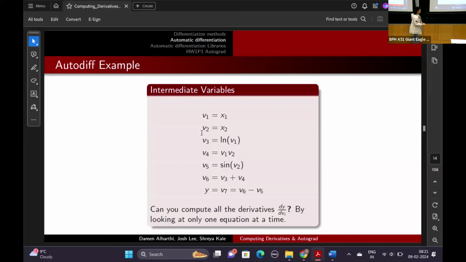All right. So, do you guys have any idea what those two terms are? What is dv6 dv3? That's 1. What is dv3 dx1? x1, just substitute with v1. So dv3 dx1 is just dv3 dv1, that's 1 by v1, right? So it's 1 by x1.